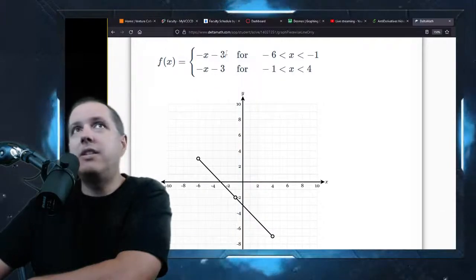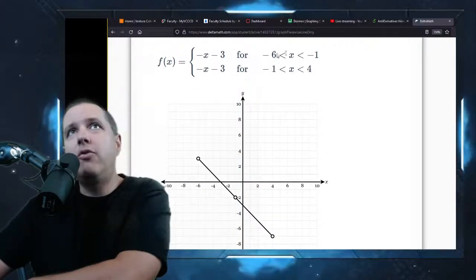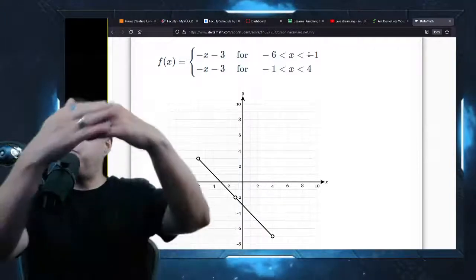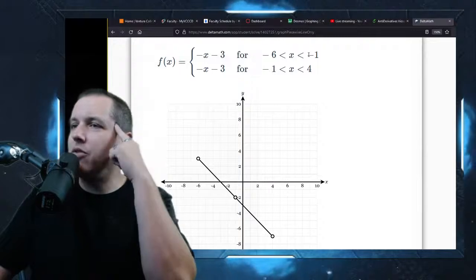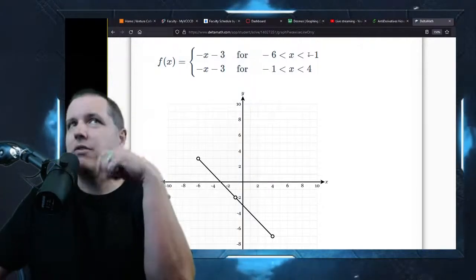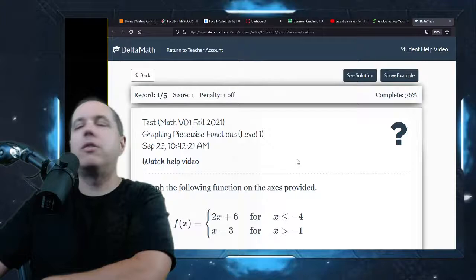Okay, does that make sense? Basically, you're just graphing these lines, but you only graph it over this area. What I see is people cover the entire graph with all the different graphs, but keep in mind that would fail the vertical line test, meaning it's not a function, right? So let's look at another one.